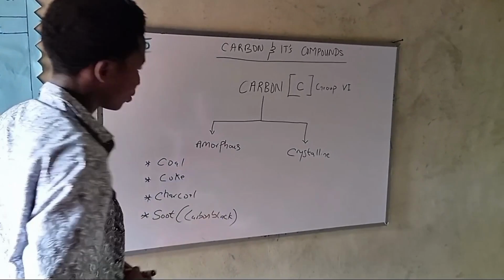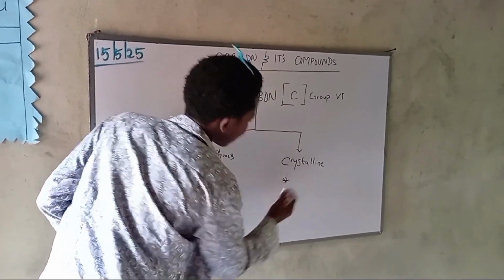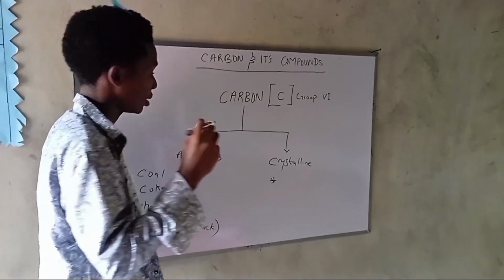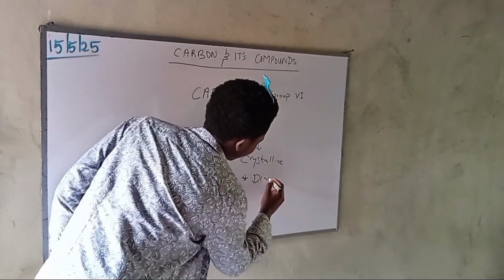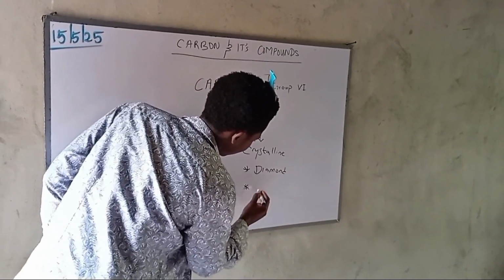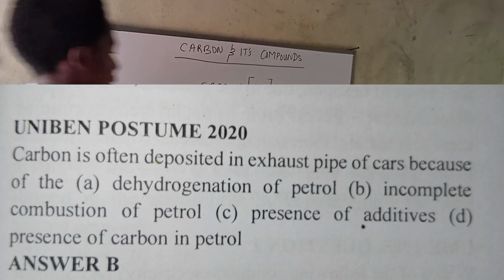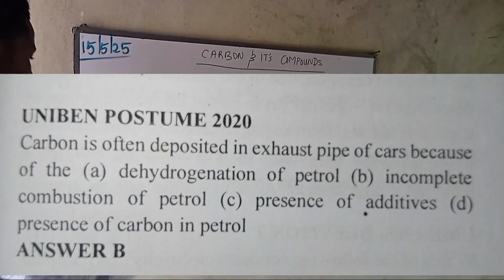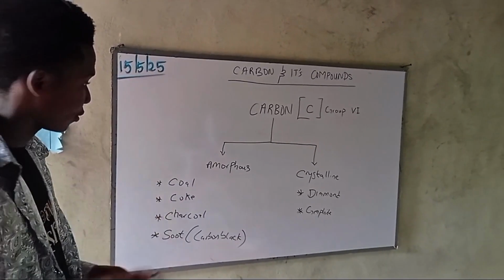Now let's move on to the crystalline carbon. First of all, we have the purest, where there is no trace of impurity: diamond, followed by graphite. In the course of our teaching, I will explain each and every one of them and their uses and so on.